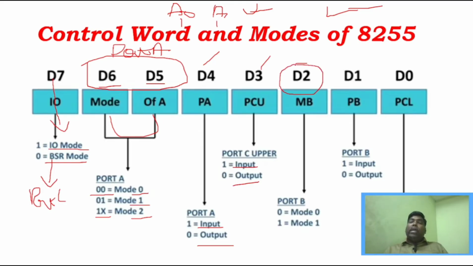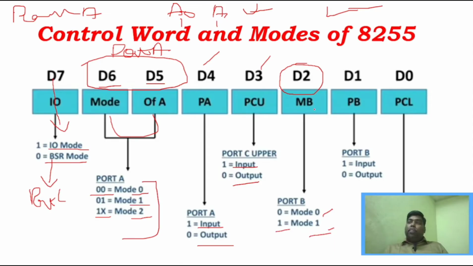This D2 is going to tell you how port B is going to work, in which mode port B has to work, right? Whether it is going to support mode 0 or mode 1. We already know that port A will support all three modes. Port B will support only mode 0 and mode 1. Port C will support only BSR mode, right? So this pin will tell you the mode of operation of port B, right? If it is 0, it is mode 0, and if it is 1, it is mode 1.